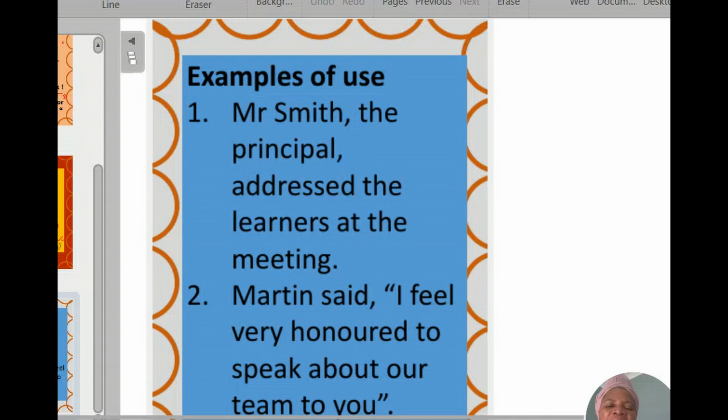Okay, right. So lastly, I will look at examples of the use of punctuation marks. How do we use punctuation marks in writing so that we improve our writing? We have got this sentence here: Mr. Smith, comma, the principal, comma, addressed the learners at the meeting, full stop.